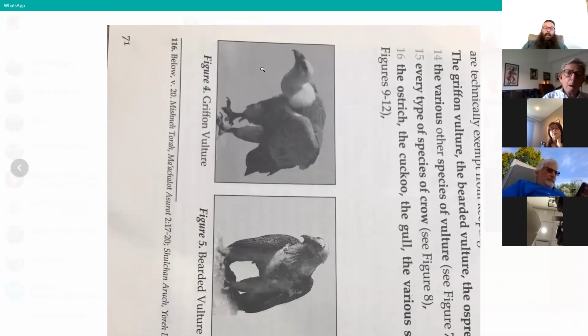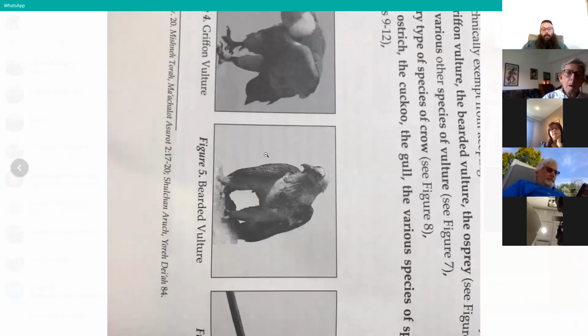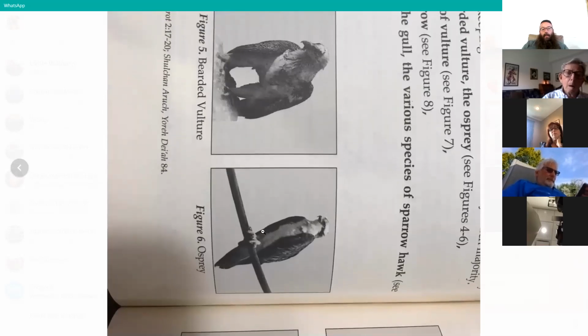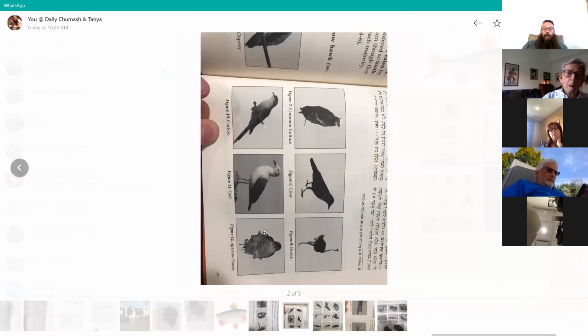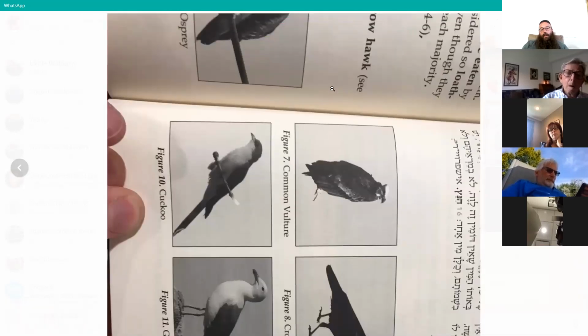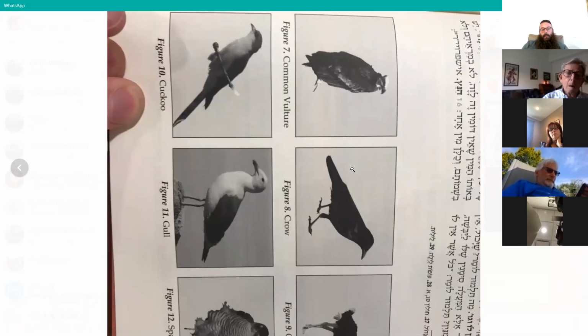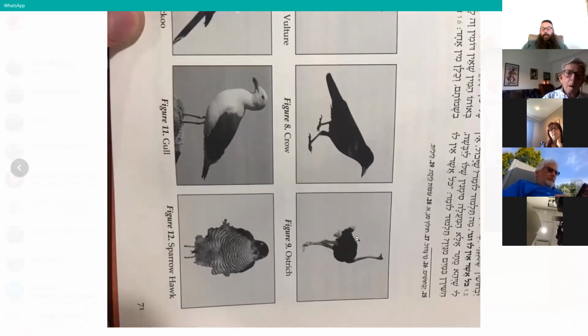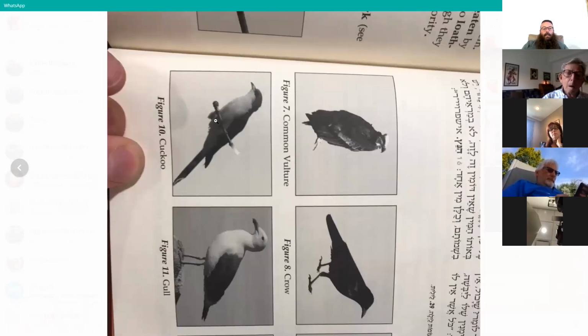We'll go through the pictures quickly. The Gifrim, the vulture, the bearded vulture. Again, I don't know if I'm reading all these things correctly. The osprey, that's another kind of bird. And then here we have the rest of the birds. We have the common vulture, the crow. We all know what that is, the crow flying around where we live. We have an ostrich. Many of you know what the ostrich is.